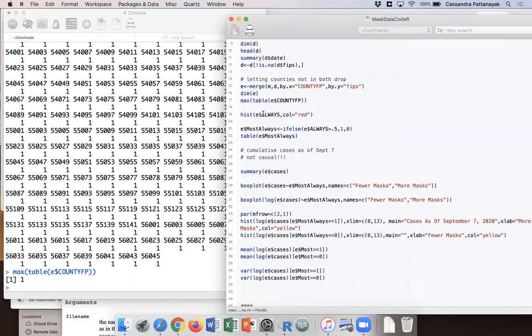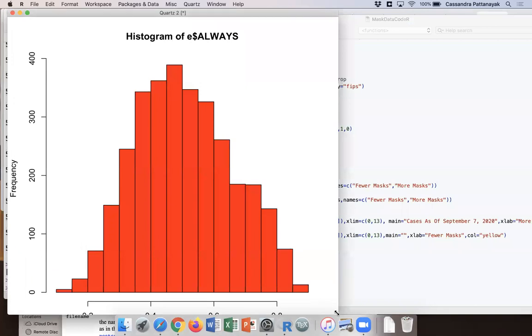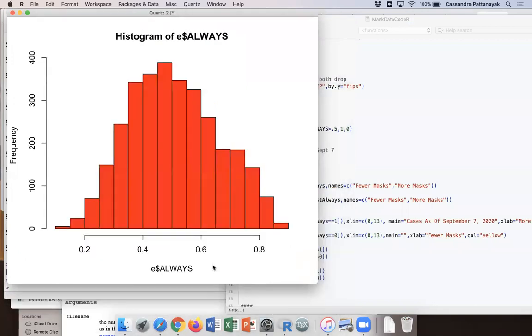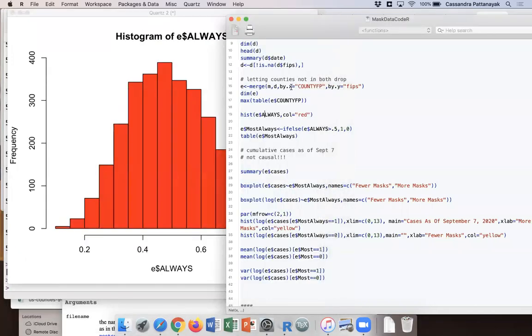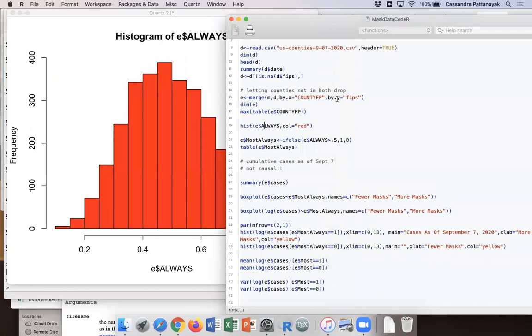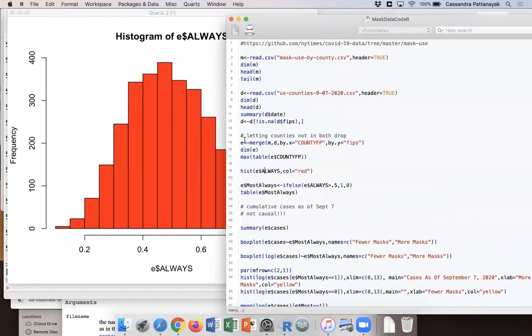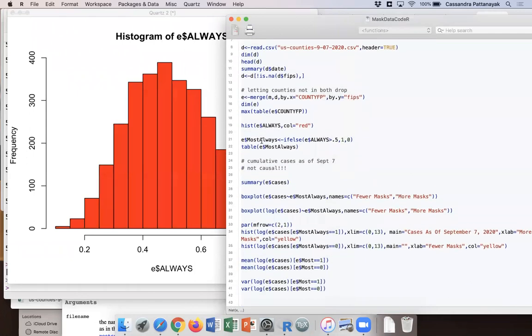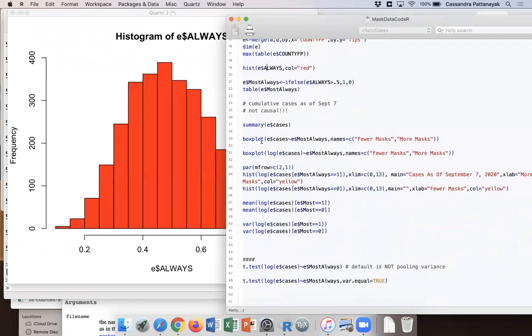So what I decided to do was look at the always column. In other words, across all these counties, what proportion of people say that they always wear a mask? Here's a picture of that on this always column. And I skipped a step: I merged together these two data sets. We'll talk more about merging later, but you can see it here. I used the word merge. I merged those two data sets because they had the same county labels, so I was able to do that.